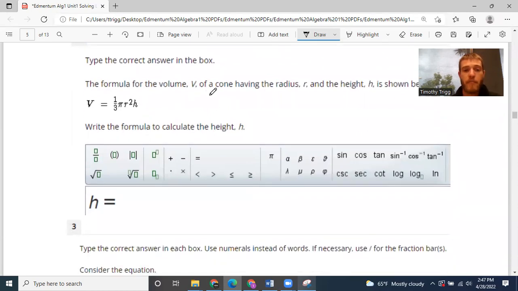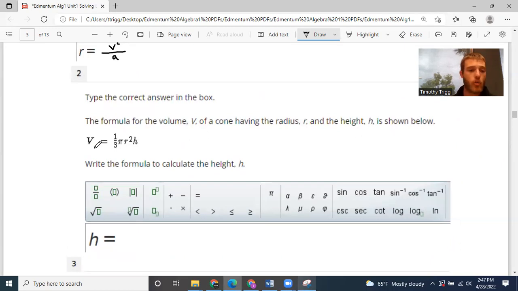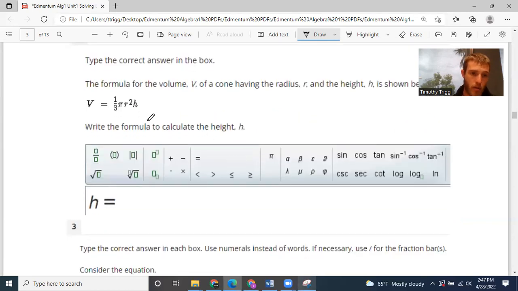The formula for the volume V of a cone having a radius R and a height H is shown below. V equals 1/3 pi R squared H. Write the formula to calculate H. The first thing I would do is see how this has a 1/3 in front. So we're going to multiply both sides by 3. That cancels out the 1/3.